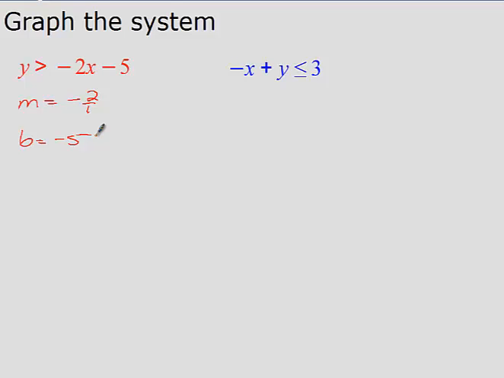All right, next equation is y by itself. So what do I have to do to get y by itself? Yay, add x. Whoops, wrong color. Hang on.